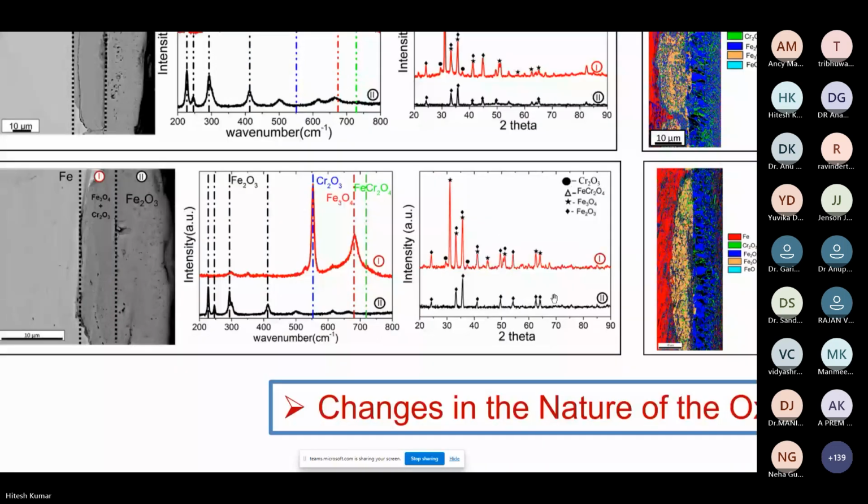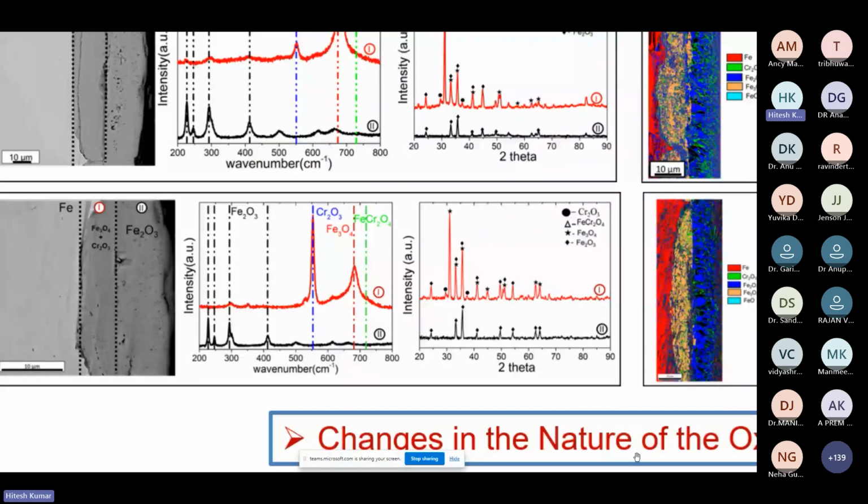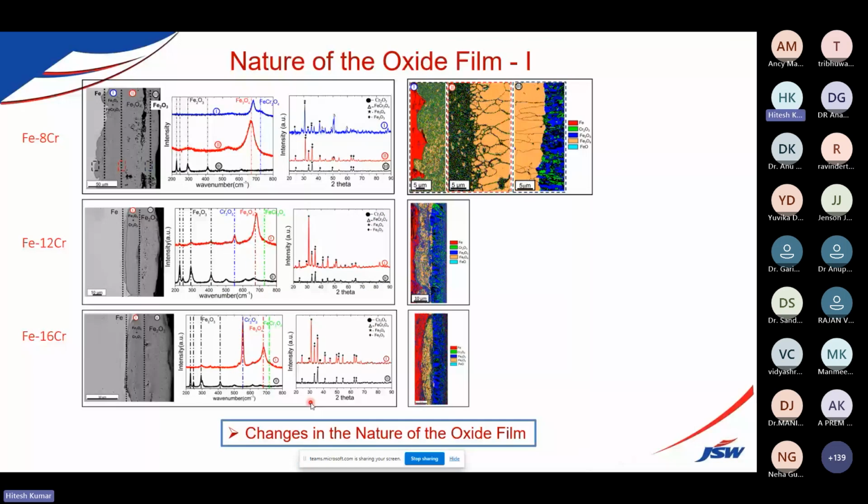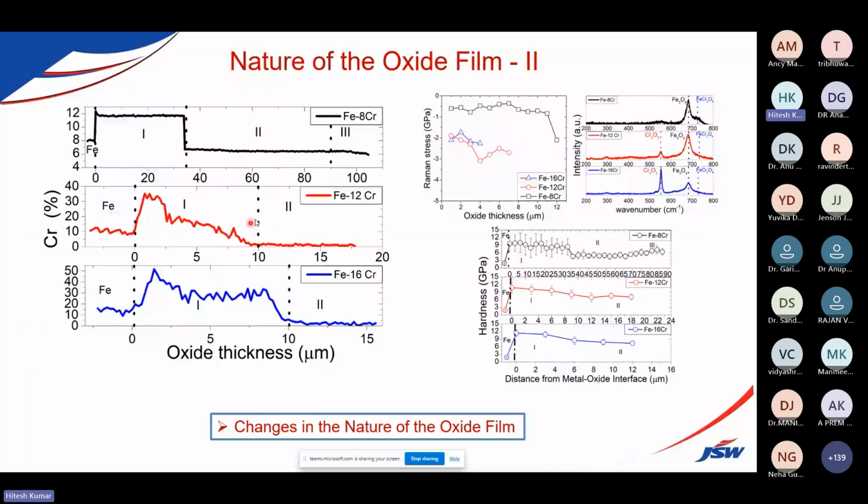So by changing the chromium content, what we observe is that we are getting a different nature of oxide film. In phosphorus and copper, we are not getting much film difference in the oxide scale, but in this, it's clearly visible. So we tried to find out, with the help of WDS, because we want to do the elemental analysis in a more precise way.